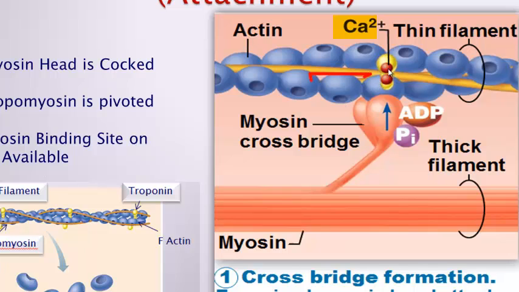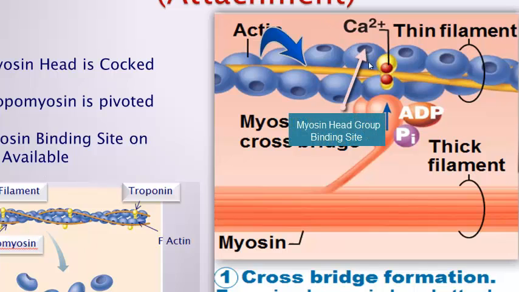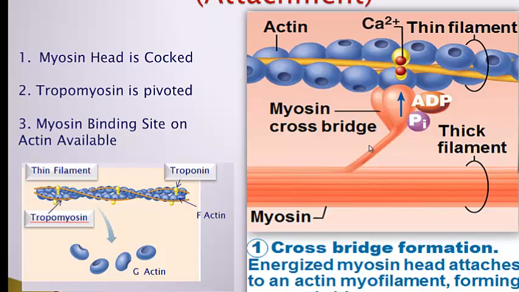But when calcium is present, calcium will migrate into the myofibril and bind to the troponin. Now, when the troponin has calcium bound to it, it's going to cause a change in shape of the troponin in such a way that the troponin will pivot, or allow the tropomyosin to pivot down and out of the way of the binding sites of the myosin head groups.